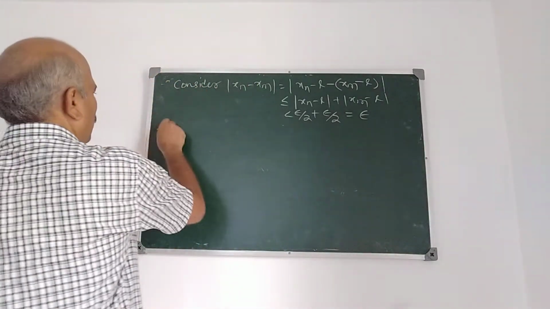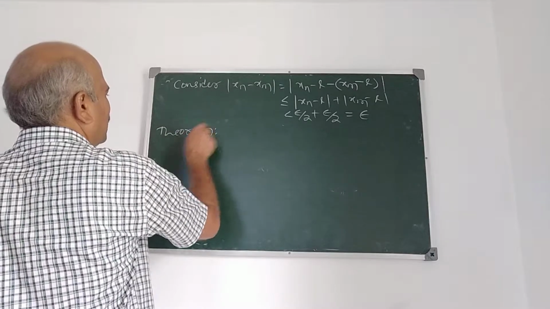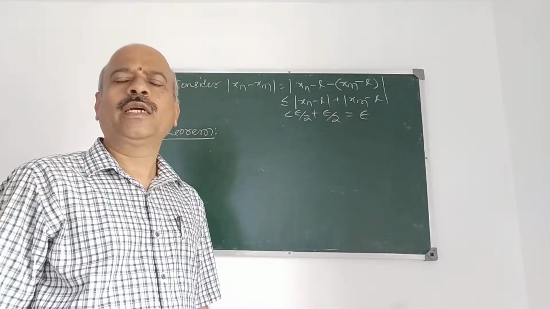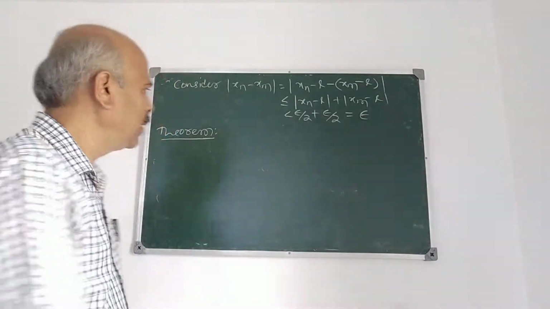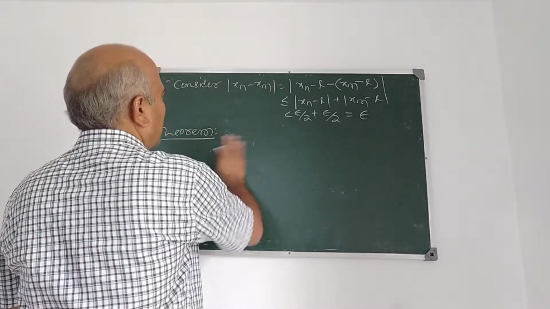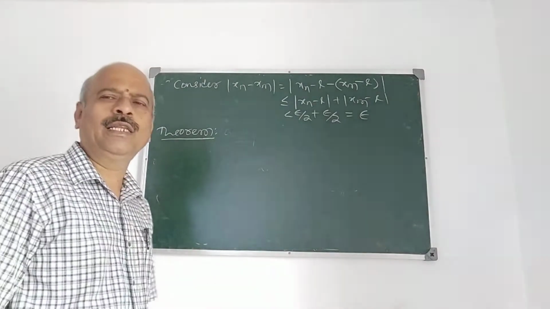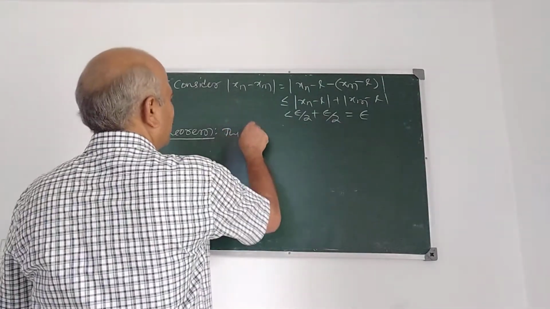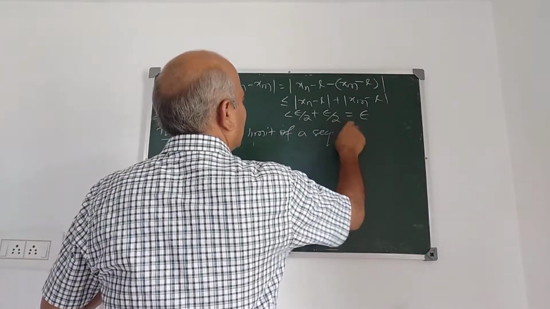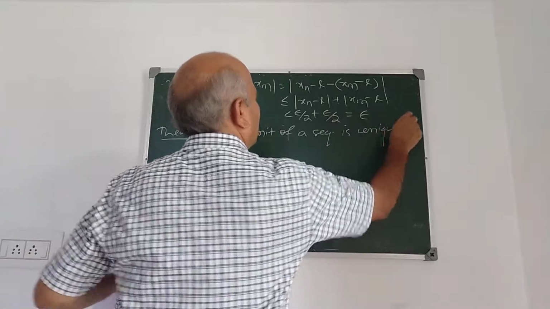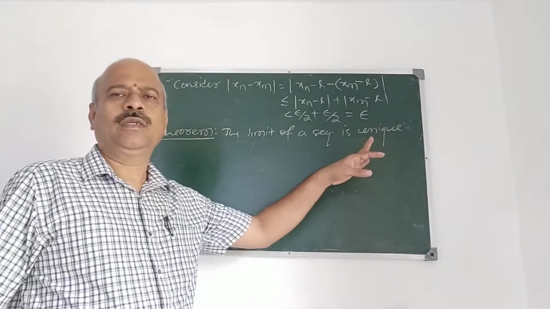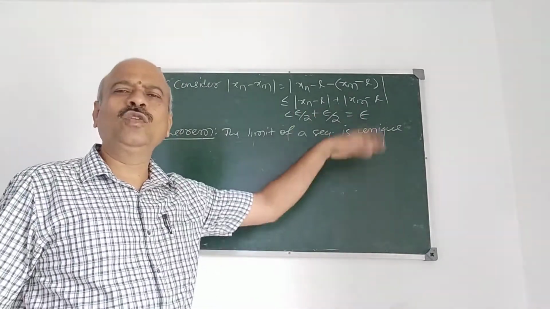Now we consider one theorem here. The theorem is: if a sequence xn converges, then it converges to a unique limit. If a sequence xn converges to L, then L is called the limit of the sequence. The limit of a sequence is unique. Important result. Suppose a sequence xn converges, then it converges to a unique limit.